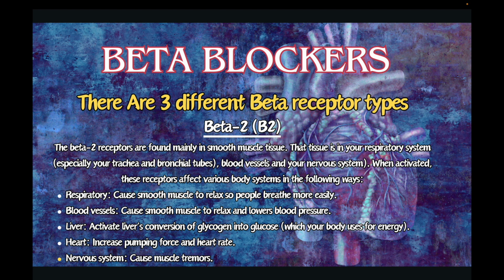So these kind of cause an array of things. So causes smooth muscle to relax so people can breathe easier. Causes smooth muscles in the vessels to relax and dilate, that lowers blood pressure. Activates liver conversion of glycogen into glucose, which your body will use for energy. Increases your pumping force and your heart rate. And the nervous system can cause muscle tremors.